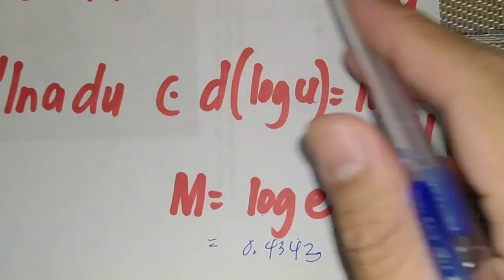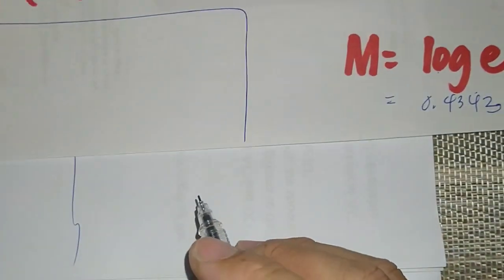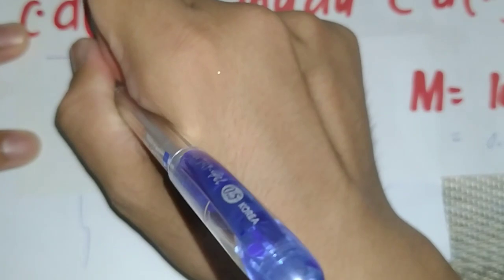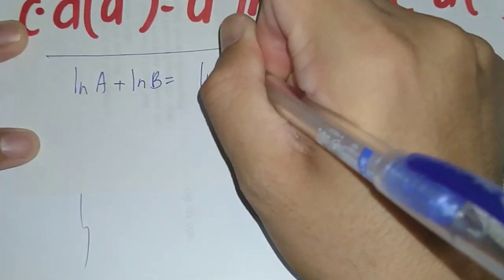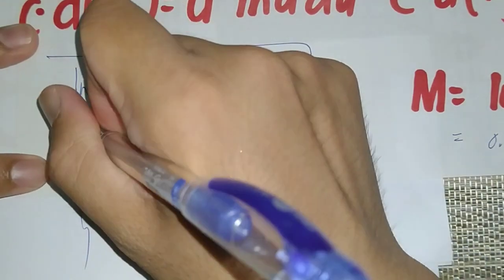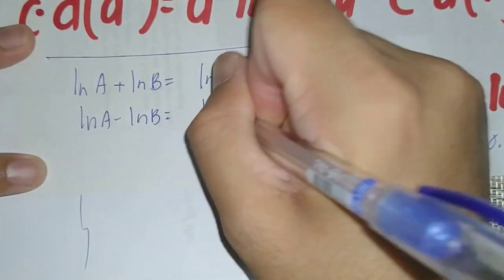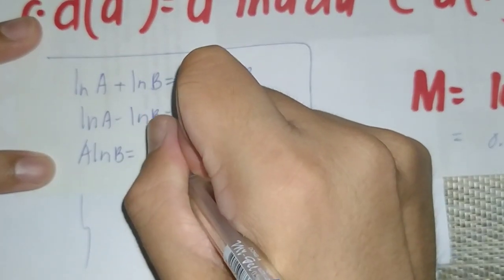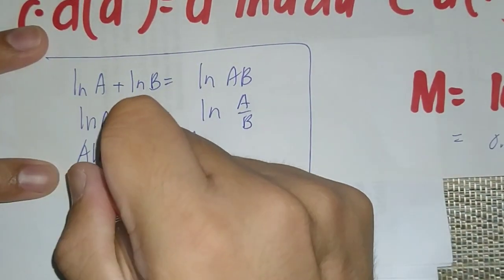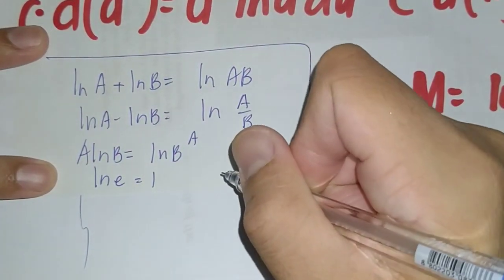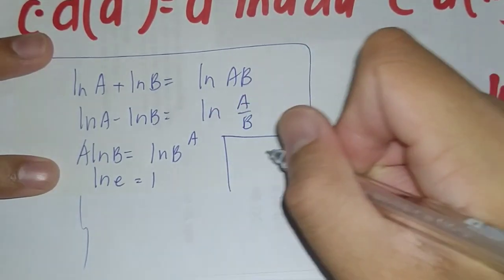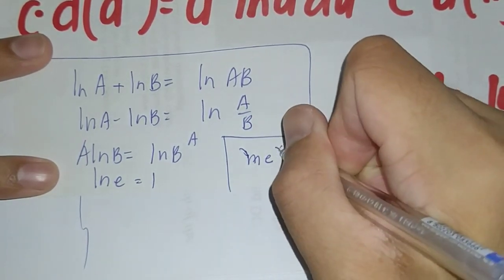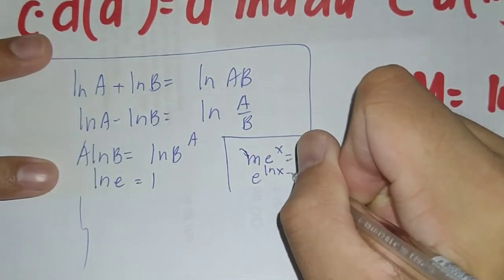So, syempre, in dealing with logarithms, meron tayong mga basic logarithm properties na gagamitin natin. So, alam naman natin na ang ln A plus ln B is ln of a product of AB. So, ln A minus ln B is ln of quotient A over B. Then A ln B is equal to ln B raised to A. So we have also ln e is equal to 1. So another property is ln e raised to something is something, or e raised to ln something is something.